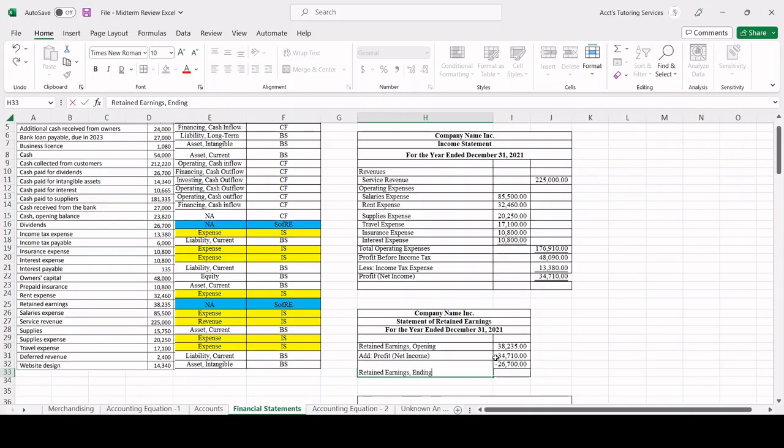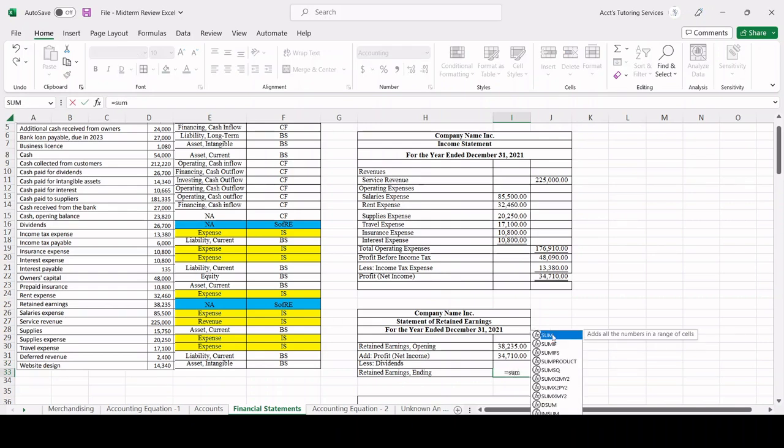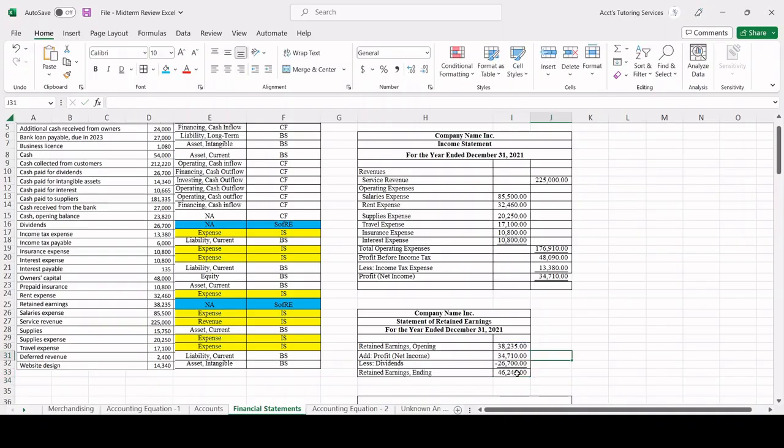This is going to give us our retained earnings ending or closing. So we're going to do a calculation here. So I'm going to put an underline. So simply put, we're going to do 38,235 plus 34,710 plus negative 26,700. So I'm going to sum these three together to arrive at 46,245. So that wraps it up for the statement of retained earnings.